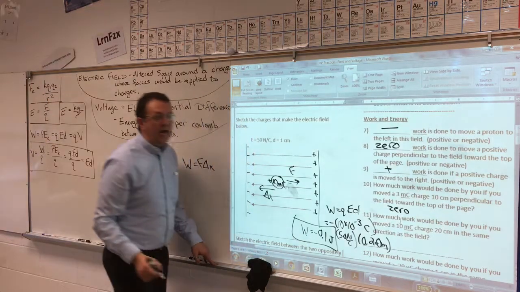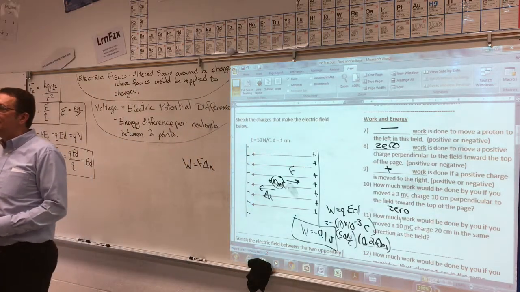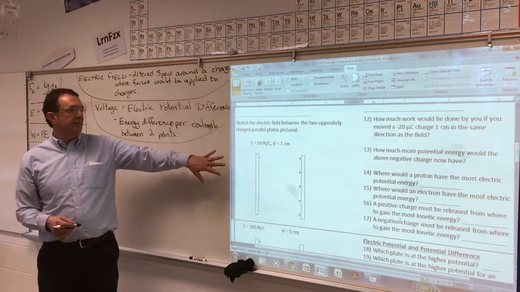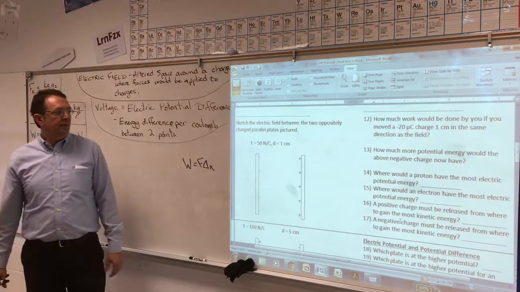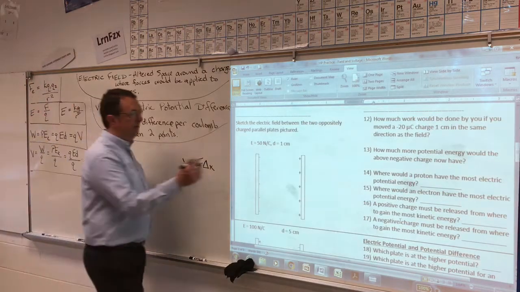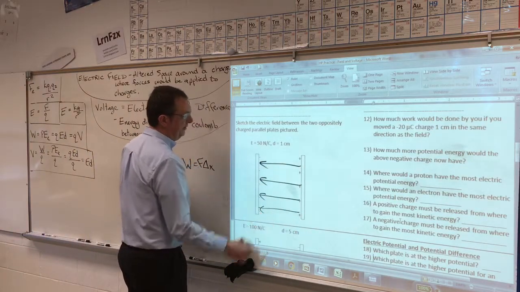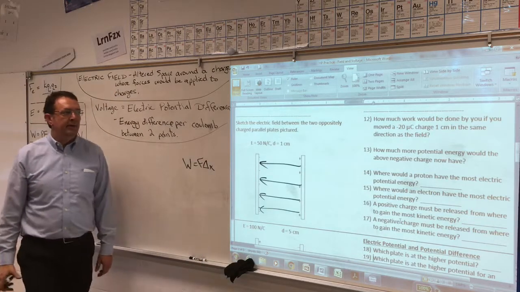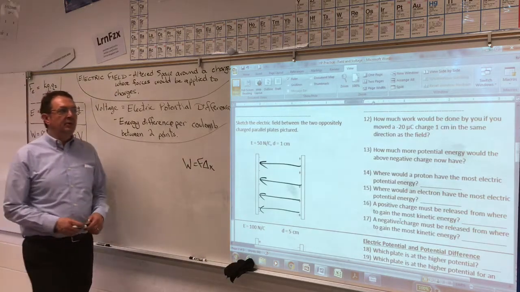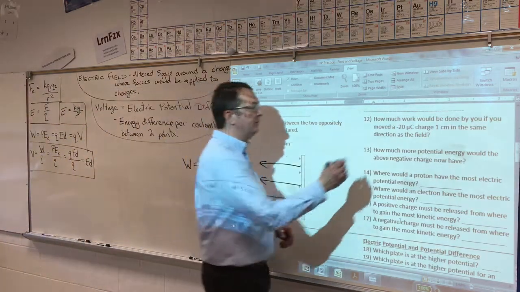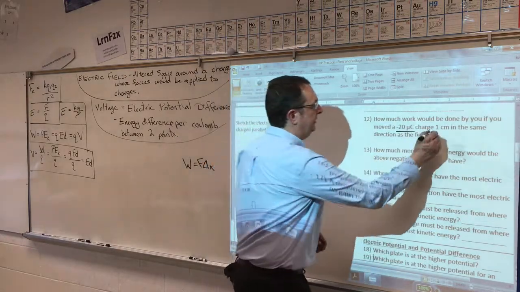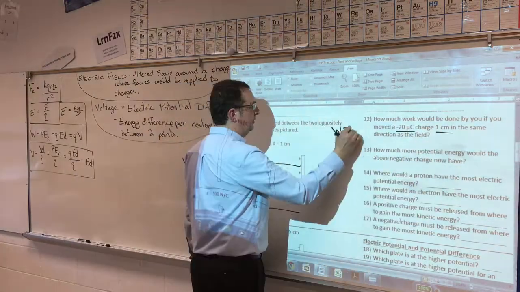Joules. You're going to go back and think about the things you've already done. Work is in joules. This new situation is 50 newtons per coulomb. Distance is 1 centimeter between those two plates. The electric field is to the left in this case. How much work would be done by you if you moved a negative 20 microcoulomb charge 1 centimeter in the same direction as the field?